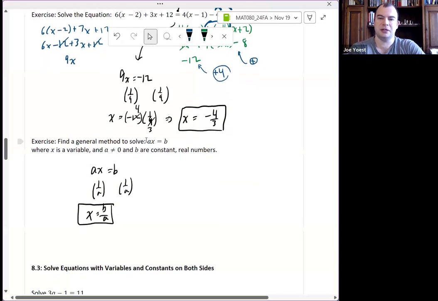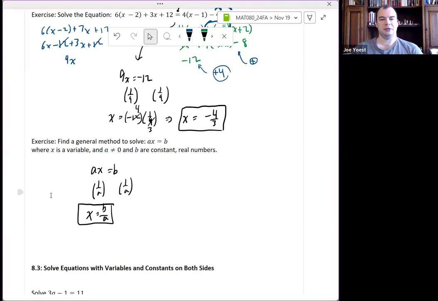And our general method to solve ax equals b, where a is non-zero, is to divide both sides by a, or multiply by 1 over a. So our general form of the solution is x equals b divided by a. Any questions on any of these, what we might call one-step equations, where we had to apply one equation solving step to get the solution? Okay.